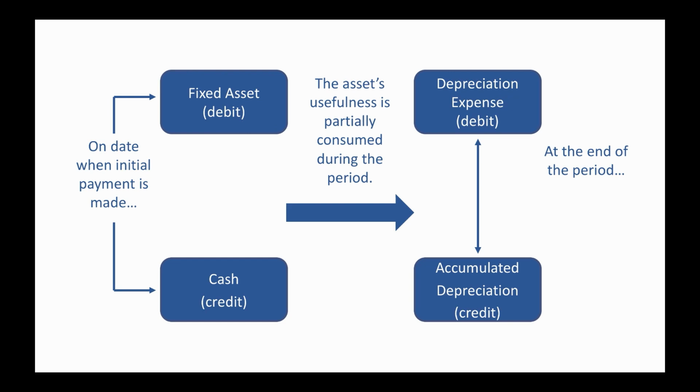Depreciation is the systematic and rational allocation of the cost of a depreciable asset to expense over the asset's useful life. There are many methods of depreciation. The straight-line method of depreciation will be examined in this session. As a depreciable asset is used to produce revenue, the asset loses some of its utility and part of the asset is consumed.